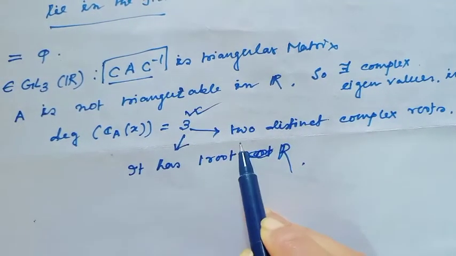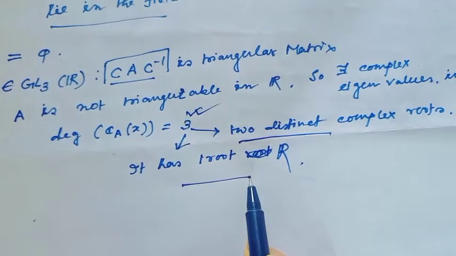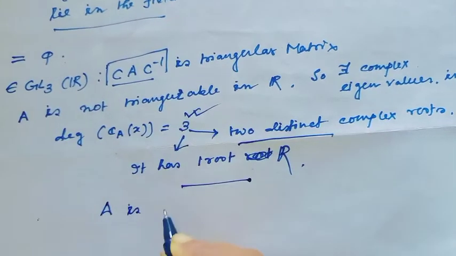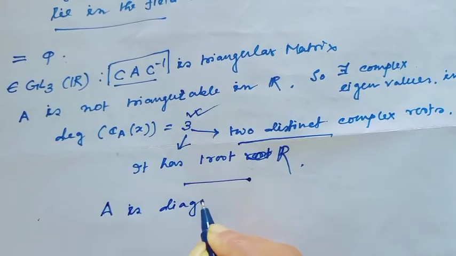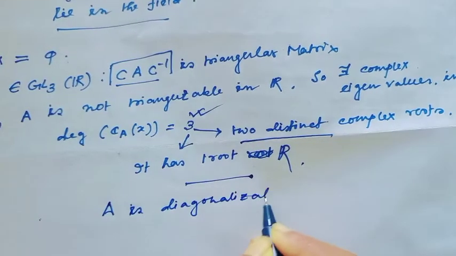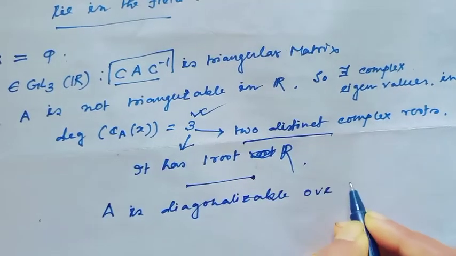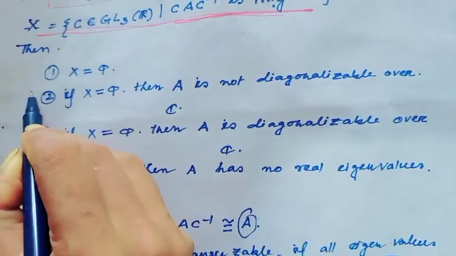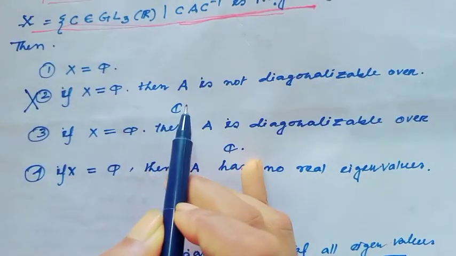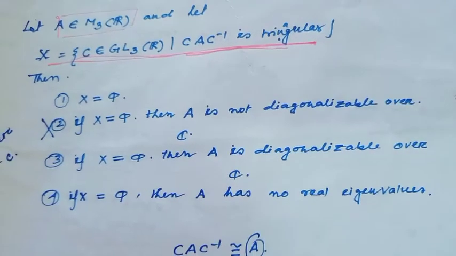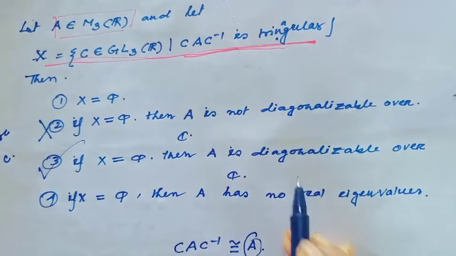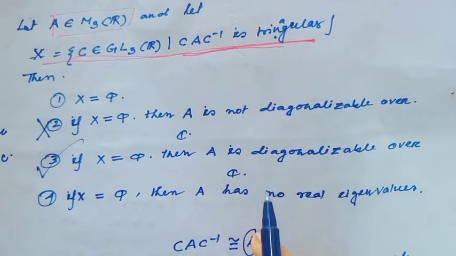That means since all roots are distinct, obviously A is diagonalizable over the complex numbers. That means option 2 is a wrong option: if X is empty, then A is not diagonalizable over the complex numbers. This is a wrong option. And option 3 is the right option: if X is empty, then A is diagonalizable over the complex numbers.